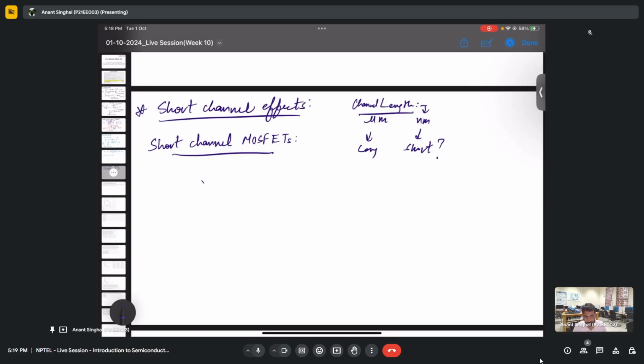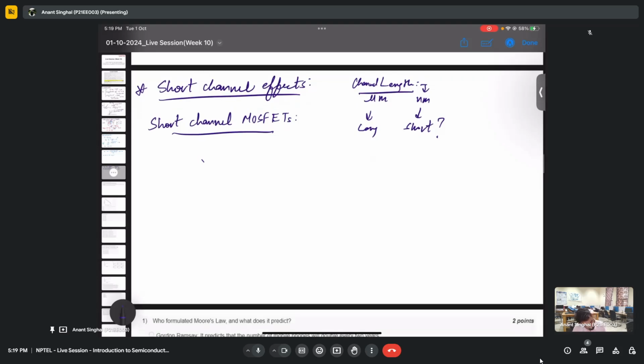No, sir, it depends on some other factor. Okay, any guesses? What other factor? Any blind guess? Maybe with respect to the width of the depletion region. Yeah, that is a very good, even a very correct guess. Formed by the source and drain.